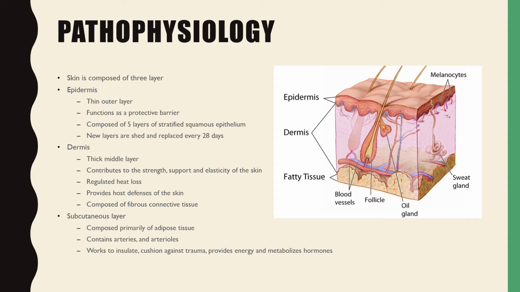And then the subcutaneous layer, which is composed primarily of adipose tissue. It contains arteries and arterioles. It works to insulate, cushion against trauma, provides energy, and metabolizes hormones.